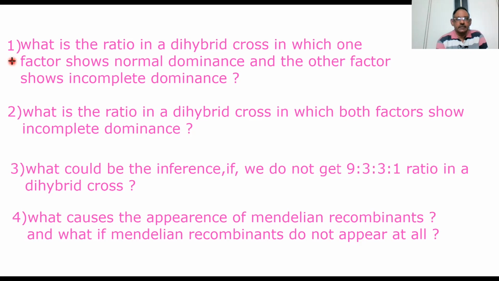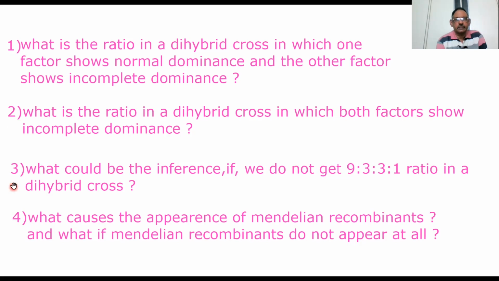Let us first complete reading these questions. Question number 2. What is the ratio in a dihybrid cross in which both factors show incomplete dominance? What if both the factors under focus are showing incomplete dominance? What ratio do we get? This also I will answer a little later.